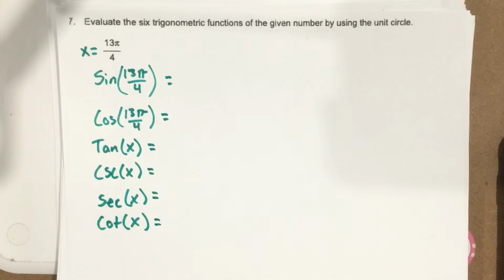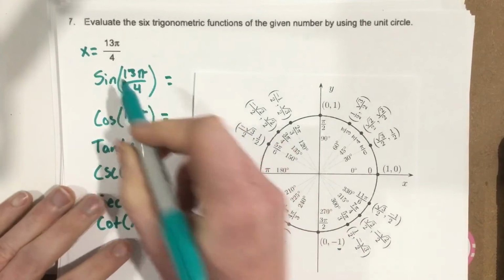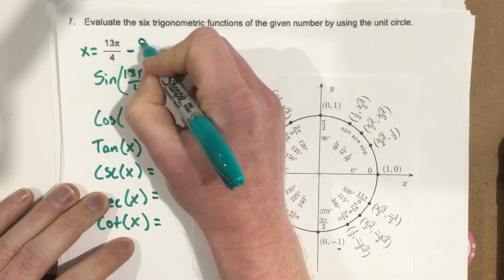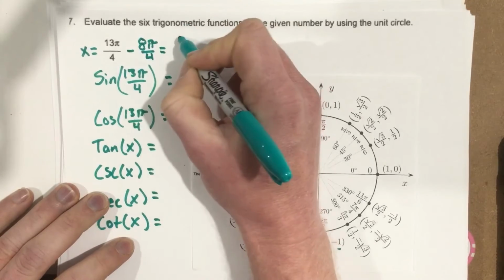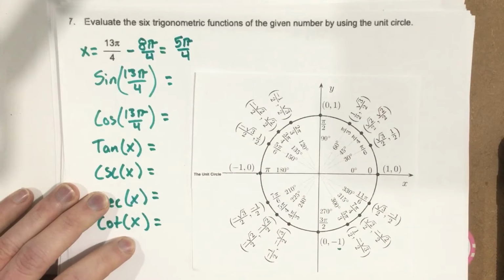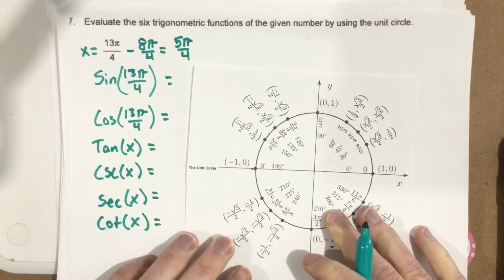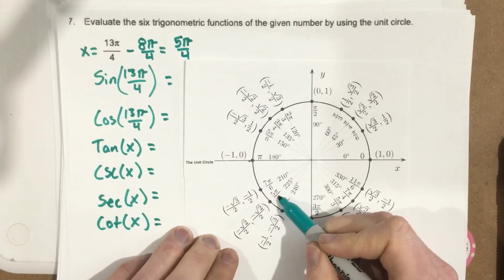So for 13 pi over 4, we have to figure out where that is on the unit circle. Let's use coterminal angles here. I'm going to subtract out 8 pi over 4, and that'll be 5 pi over 4. Coterminal angles: subtract out 360, get something on the unit circle. Looking at the unit circle, 5 pi over 4 is here.